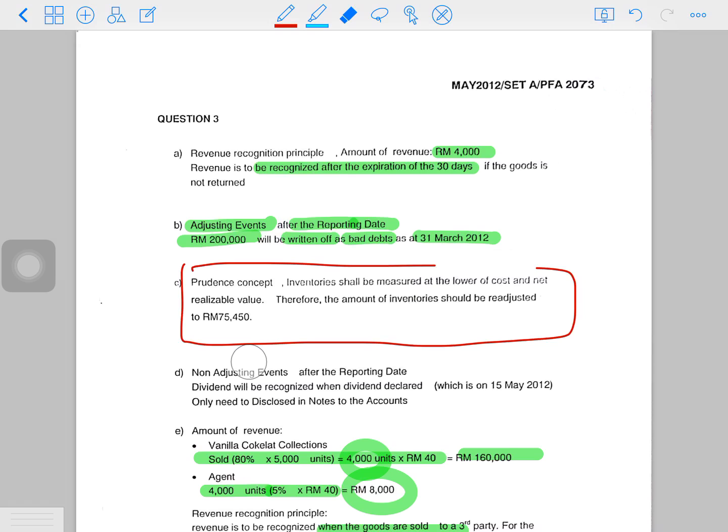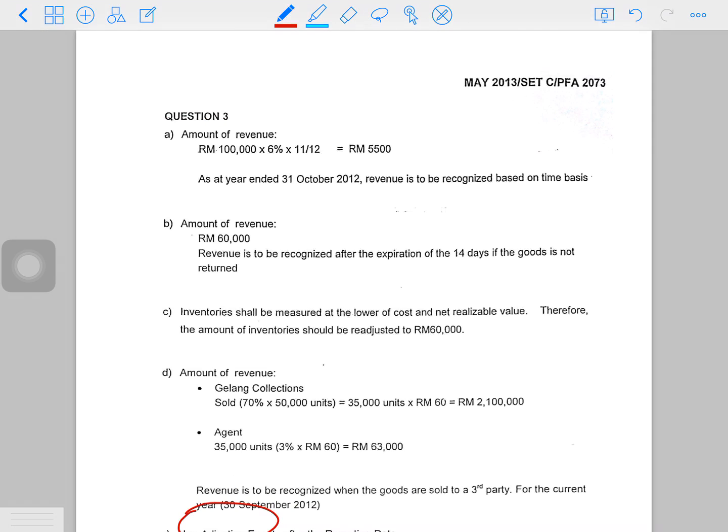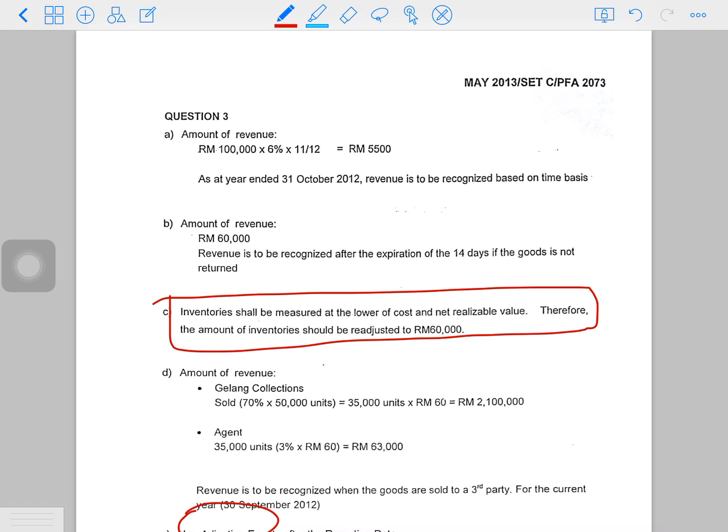60,000, right? Your answer would be: inventory should be measured at the lower of cost or net realizable value, whichever is lower. In this situation, the inventory should be valued at 60,000. Inventory shall be measured at the lower of cost and net realizable value. Therefore, the amount of inventory should be readjusted to 60,000. Okay.